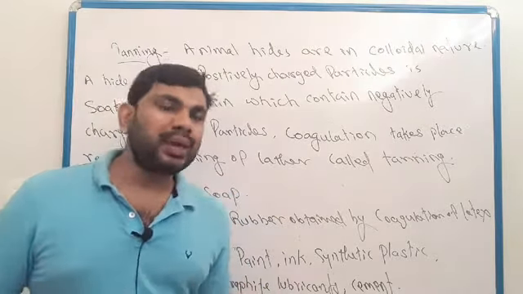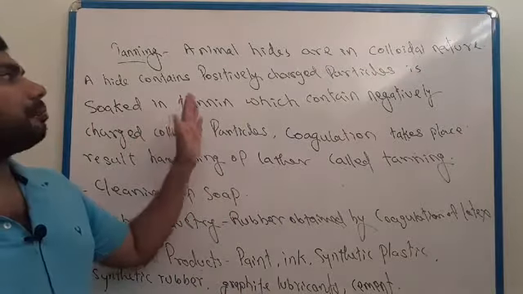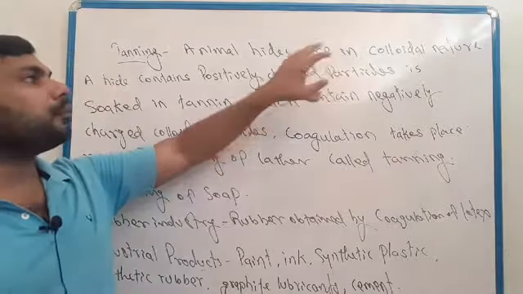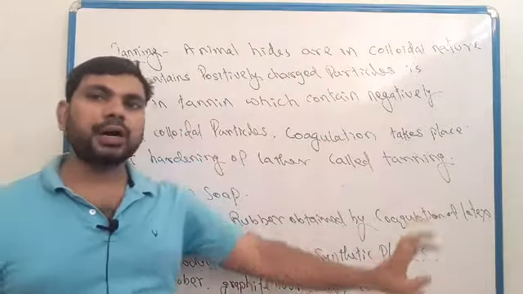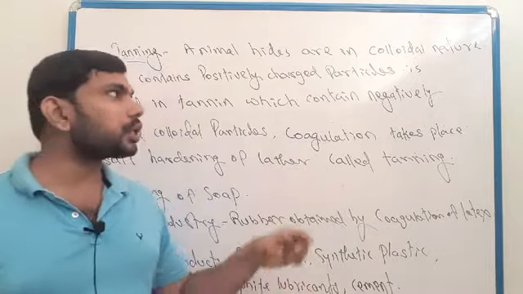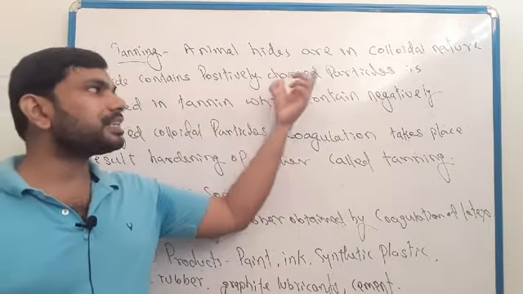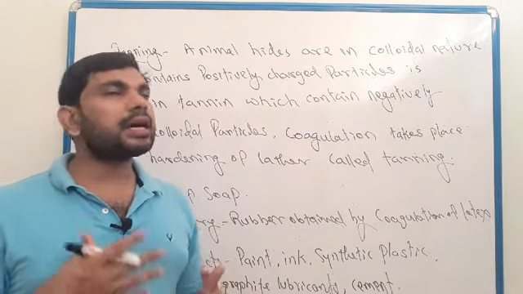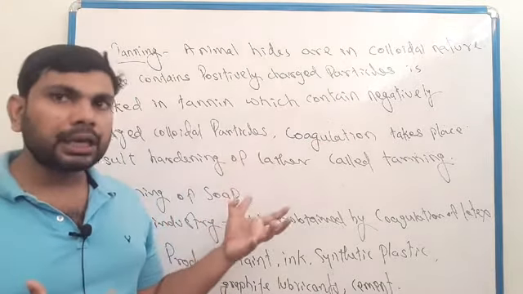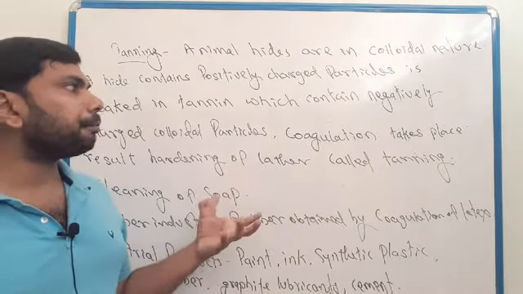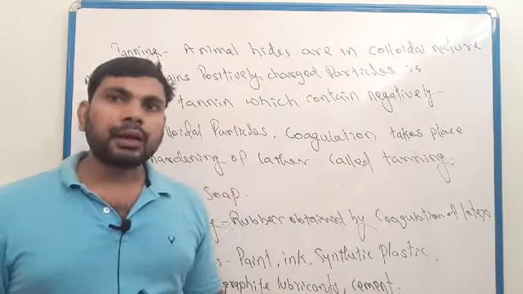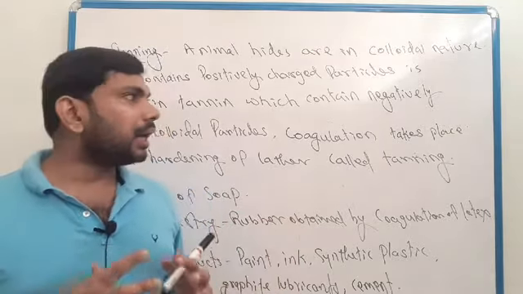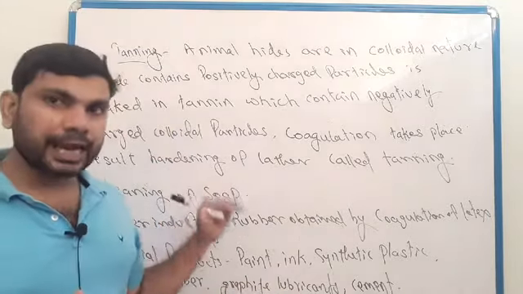So here we discussed tanning. Animal hide is colloidal in nature and contains positively charged particles. It is soaked in a solution called tannin, which contains negatively charged particles. After soaking, neutralization of particles happens and coagulation takes place. This process helps in hardening of leather, and it is called tanning.